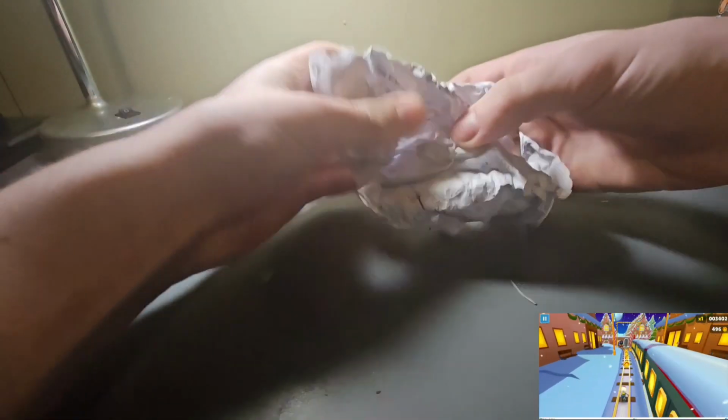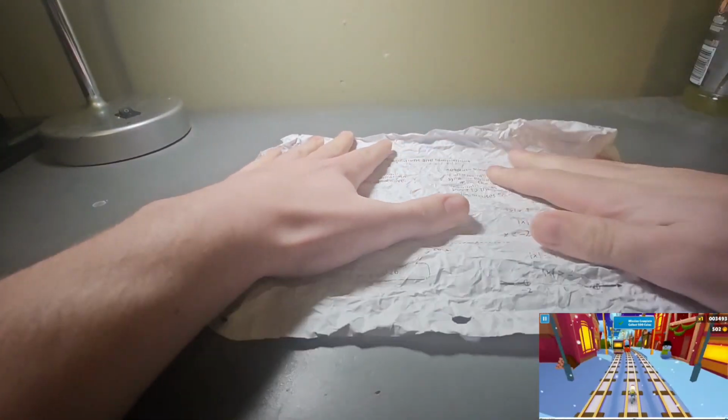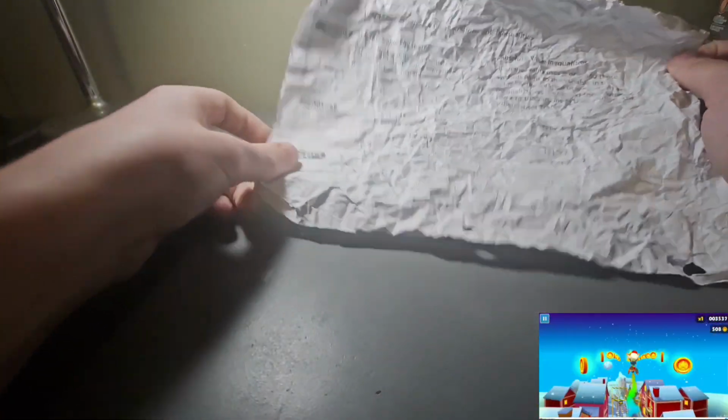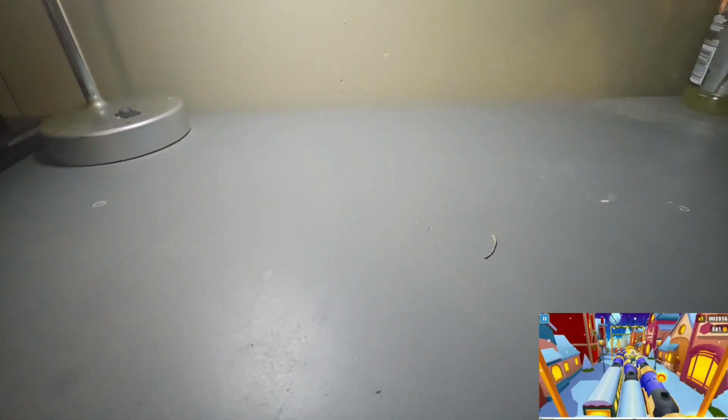So let's see what happens when we uncrumple it, and we get to witness the most horrible thing that has ever been printed on paper: algebra. Anyways, so let's do it again. Dropping. It's going down a lot slower.